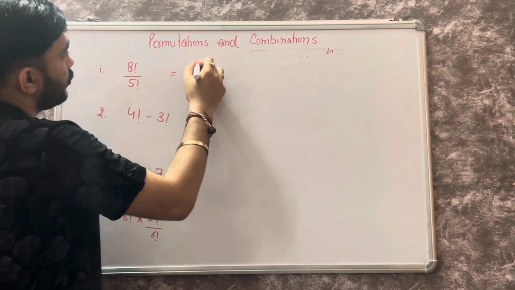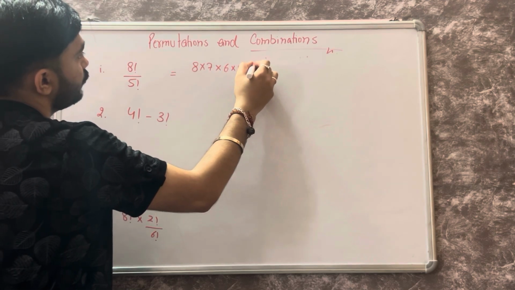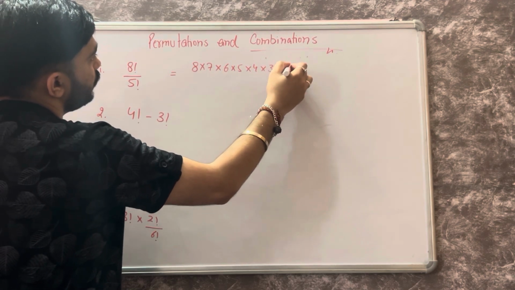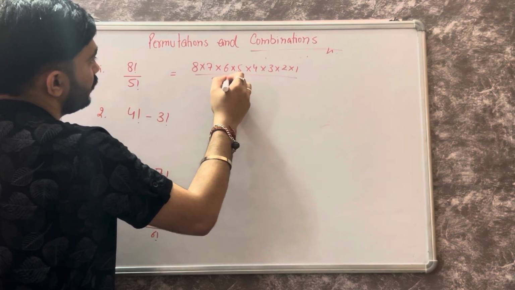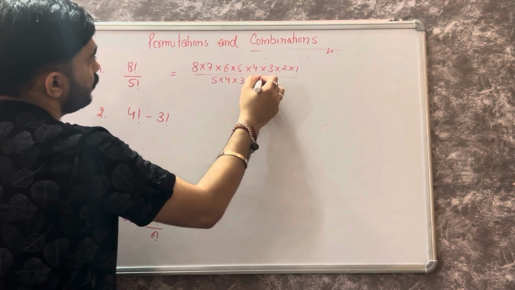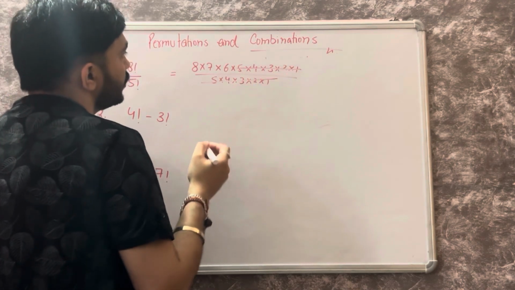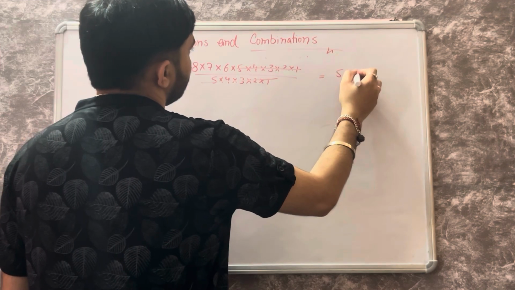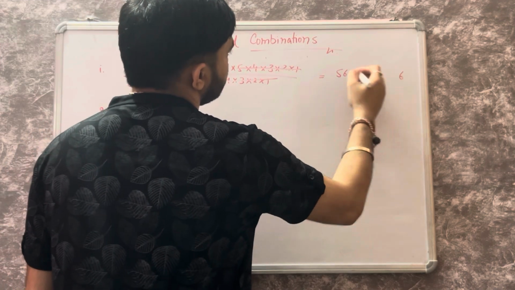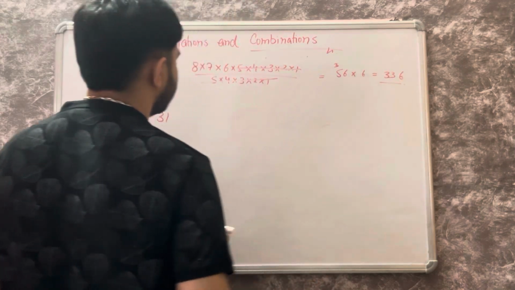You can write 8 factorial as 8 into 7 into 6 into 5 into 4 into 3 into 2 into 1, divided by 5 factorial, which is 5 into 4 into 3 into 2 into 1. You can cut these same values. So it is going to be 8 into 7 is 56, multiplied by 6, 6 6 are 36, 3 carry 30 and 3 is 33. So the answer will be 336.